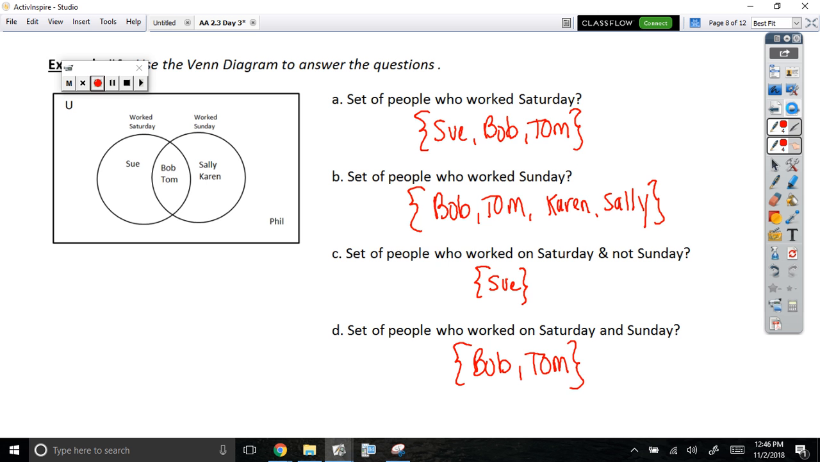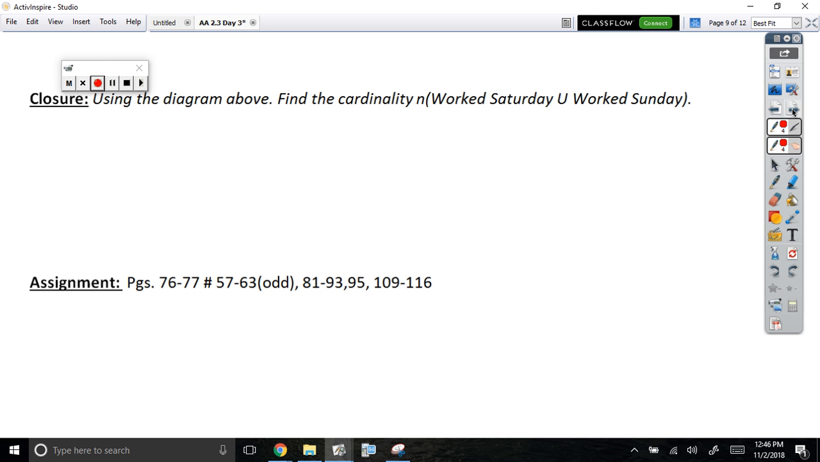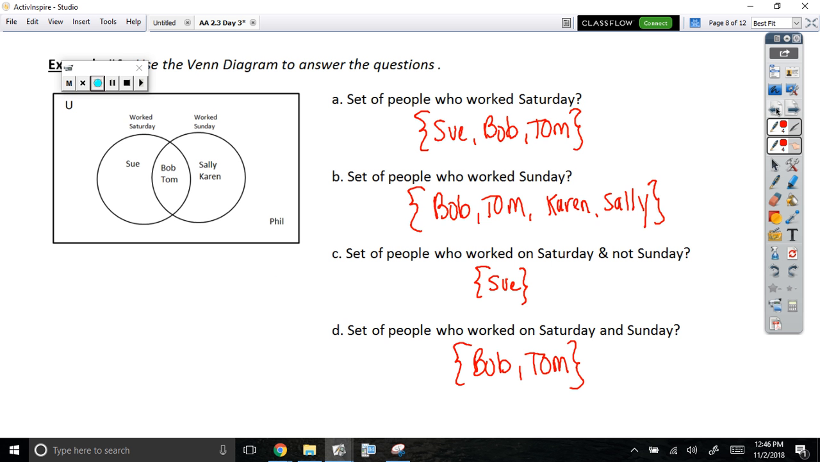He won't get forgotten. And then the closure asks you to find the number of elements, the cardinality, of the people who worked Saturday, union, Sunday. So Saturday or Sunday, how many people? I believe it was 5. Yes, 1, 2, 3, 4, 5. You also could use the formula 3 plus 4 minus 2, but you'll still get that.